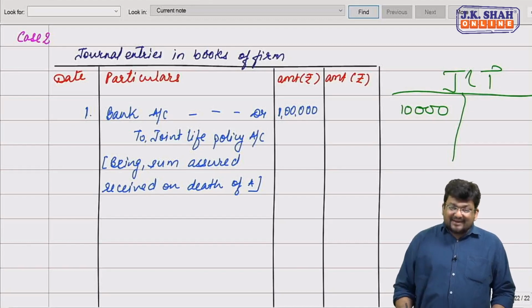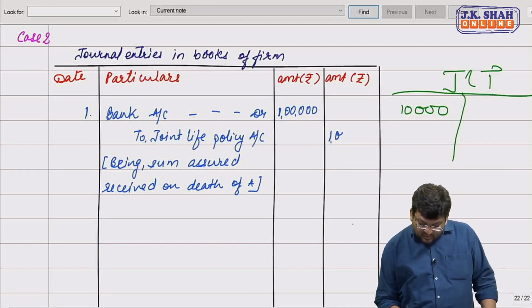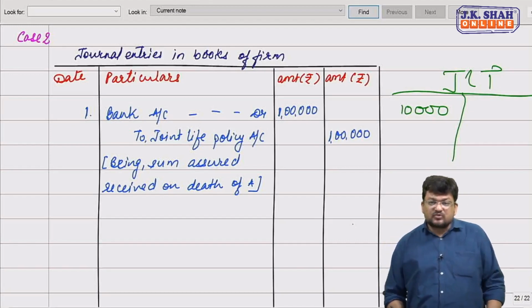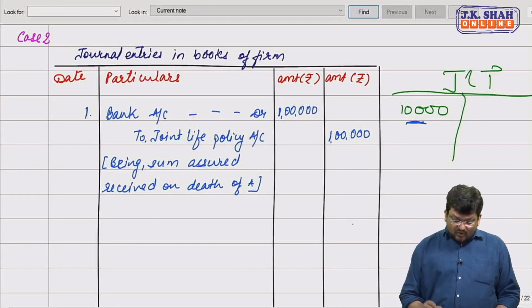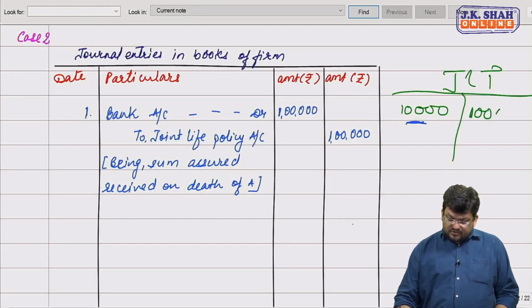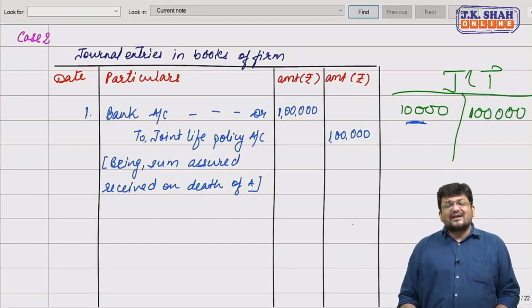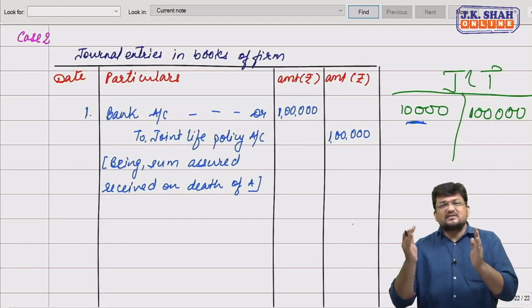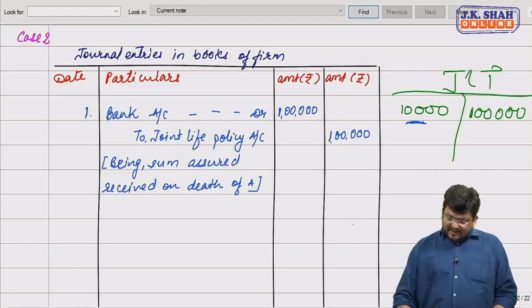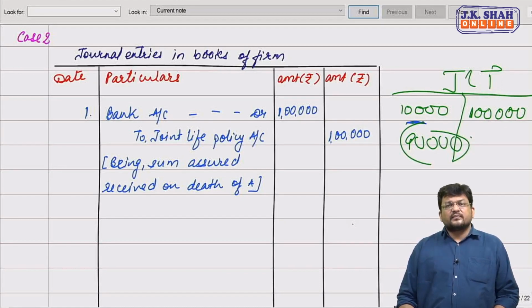Now, is joint life policy an unrecorded asset here? No, sir. Joint life policy already appears in our books. The balance in joint life policy is 10,000. On death of the partner, we are receiving 1 lakh from the insurance company. So an asset having a book value of 10,000 is realizing 1 lakh. Can I say 90,000 is profit on realization of joint life policy? 90,000 is profit on JLP.